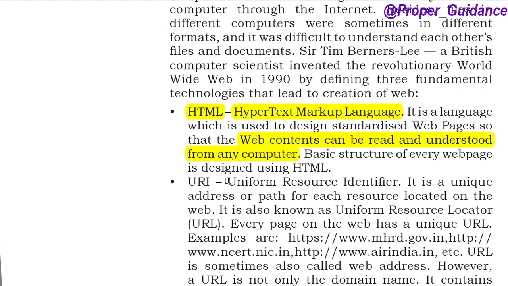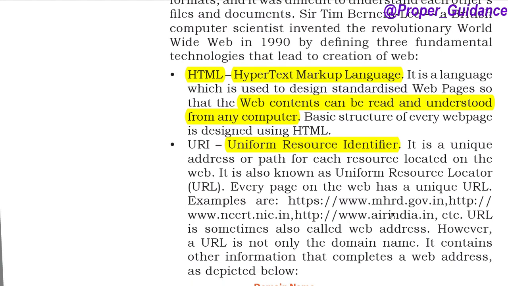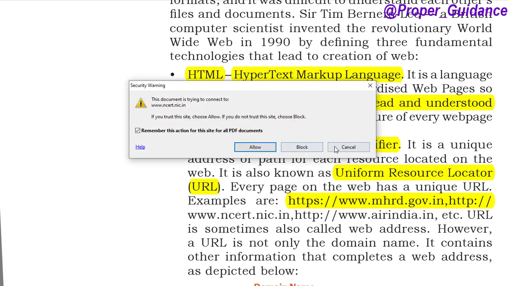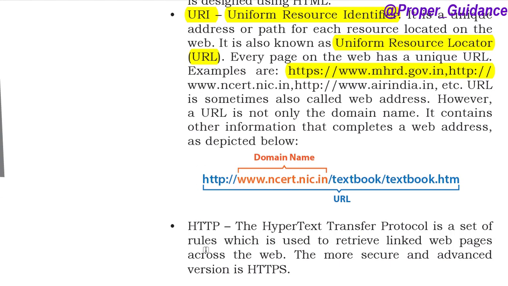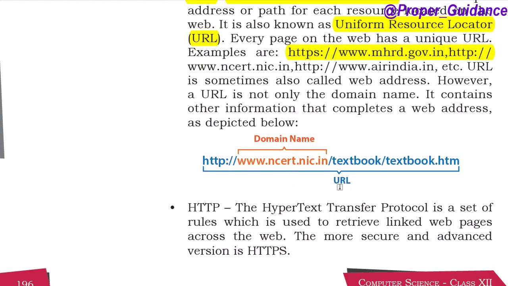Then URI, Uniform Resource Identifier. It is a unique address, and it is also known as Uniform Resource Locator, URL. Okay, same thing. Every page on the web has a unique URL. You people know this, HTTPS. Then the website address will be here. This is the URL of a page. Domain name is here, and this is the complete URL.